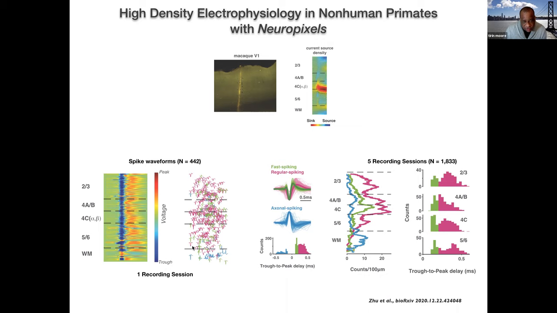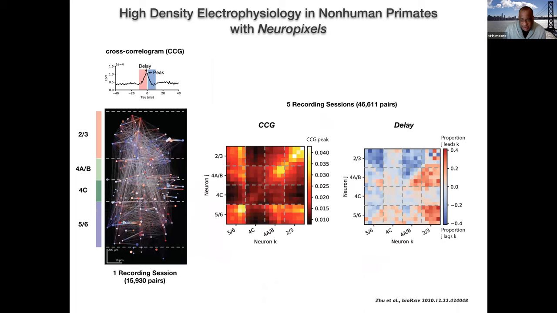You can look at the distribution of the different waveform widths in different compartments. Of course, we putatively classify neurons into three different types: these putative axonal spikes, the typical fast spiking, and regular spiking, but there's clearly more variation across the different laminae. But the high volume and the high density of recordings from a single column allow you to do this in very few experiments. And I don't want to say too much about this, but let's skip this.